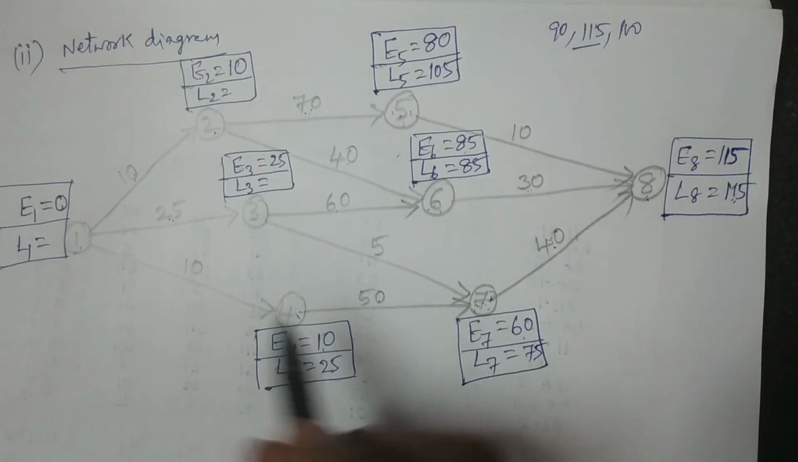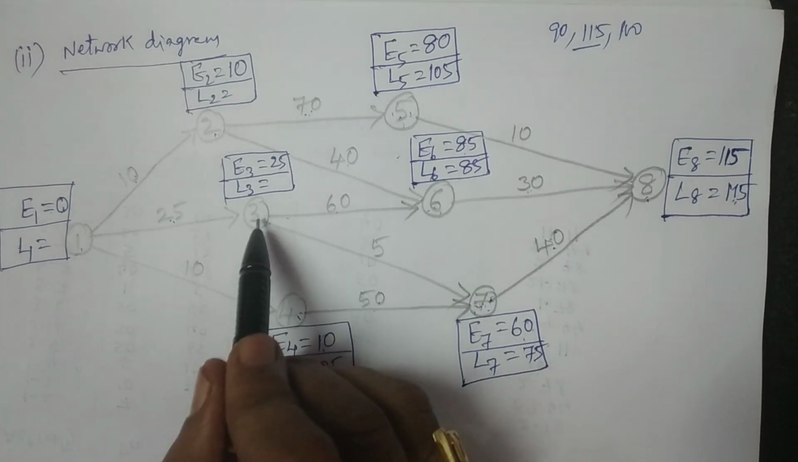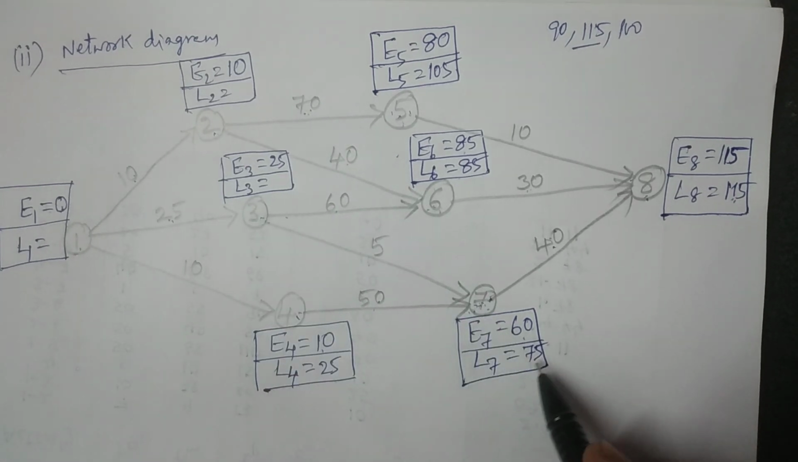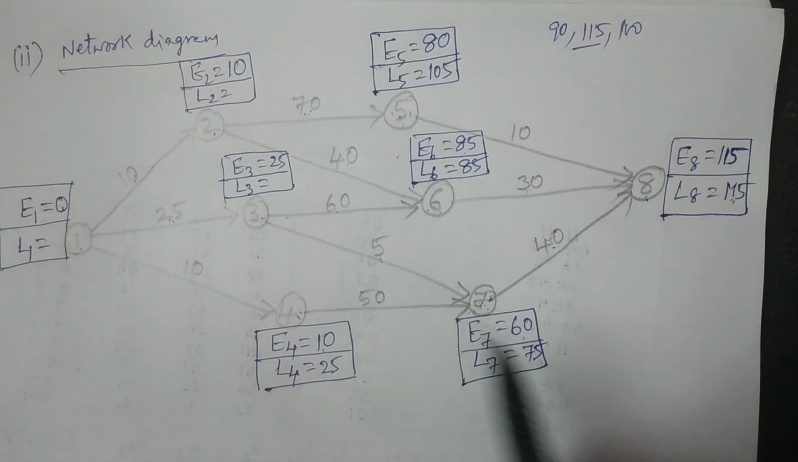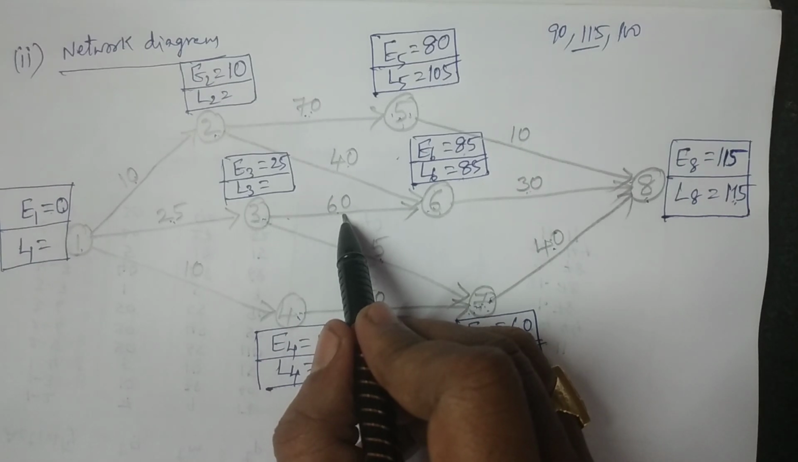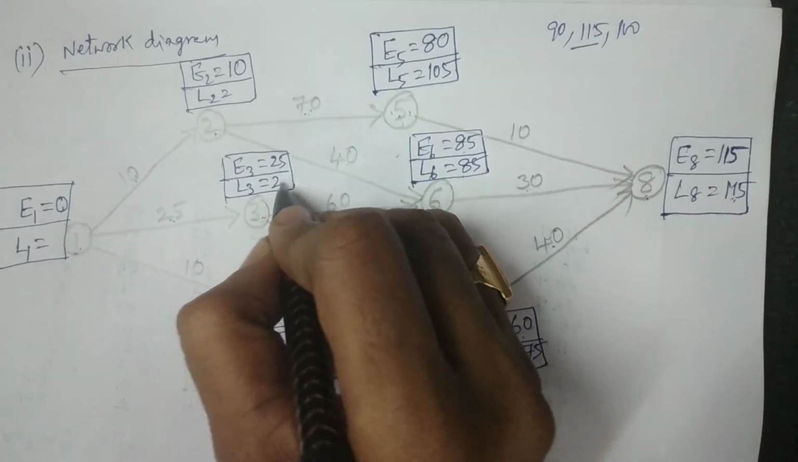Coming to the third one, we have two connectors from 6 and from 7, that is 3 to 6 and 3 to 7. First we do 3 to 7, that is 75 minus 5. You have to take the minimum. 75 minus 5, it is 70. 85 minus 60, it is 25. So the minimum is 25.